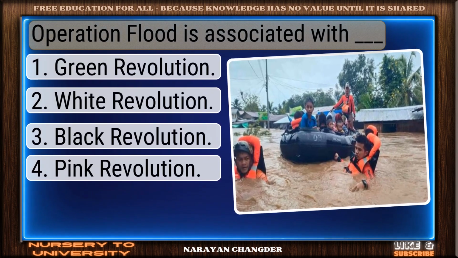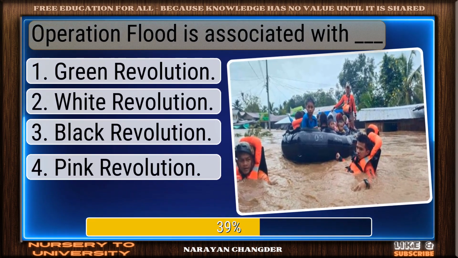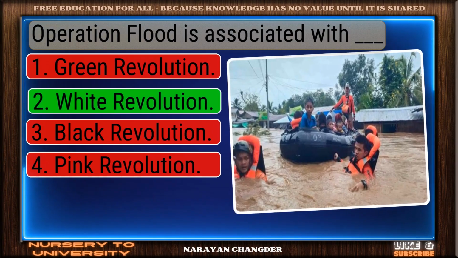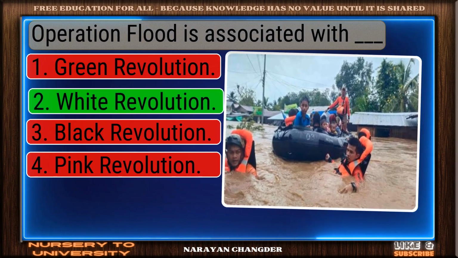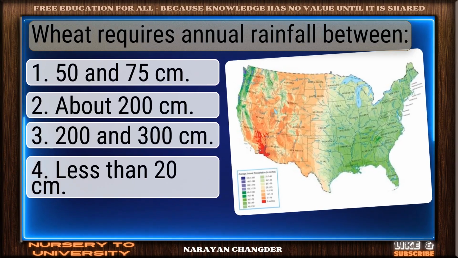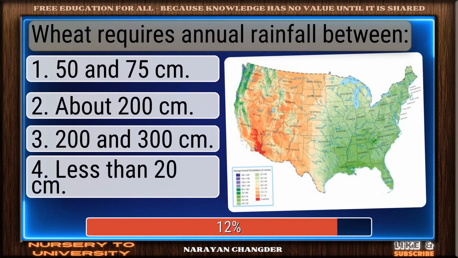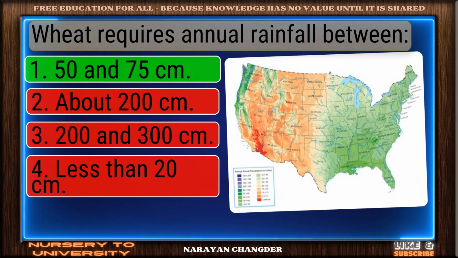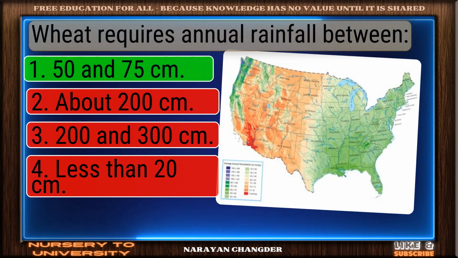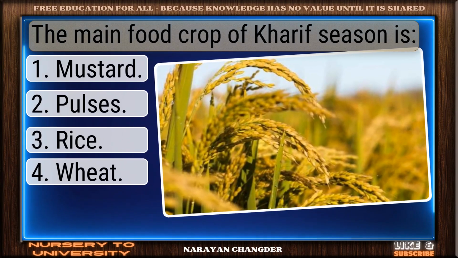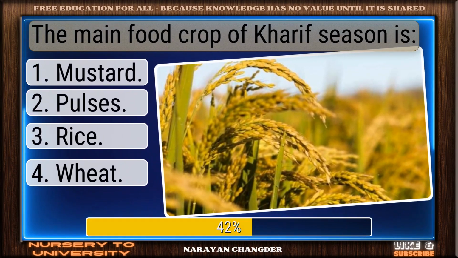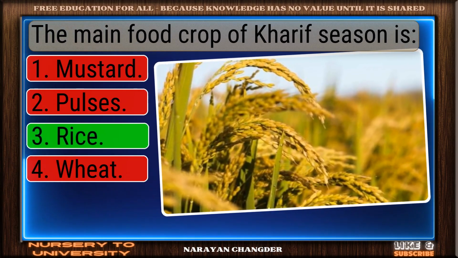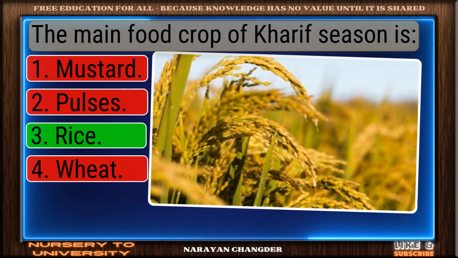Operation Flood is associated with dash. Good thinking. White Revolution is right. Wheat requires annual rainfall between... Smart move. 50 and 75 cm is the accurate answer. The main food crop of Kharif season is... Strong choice. Rice is right.